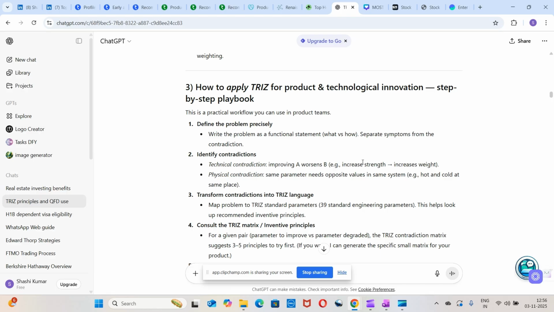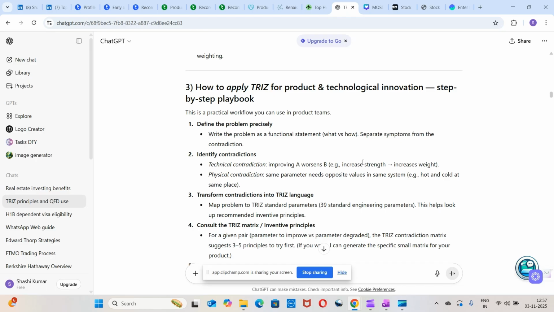Okay, we already discussed TRIZ and QFT in the last two videos. So today's topic is how TRIZ and QFT can be used together to come up with product and technological innovation. Before starting that, we'll go through TRIZ and QFT again to refresh the concepts.